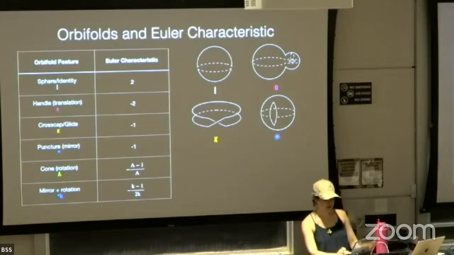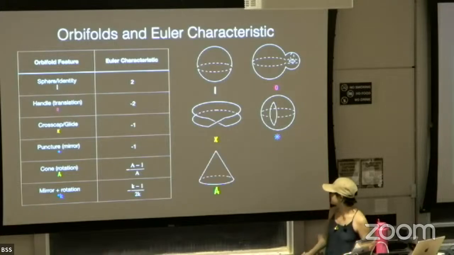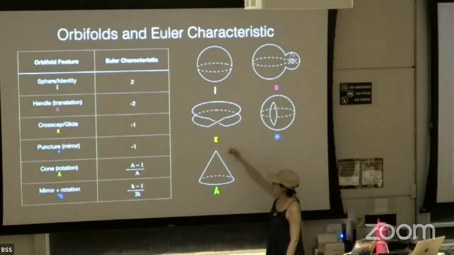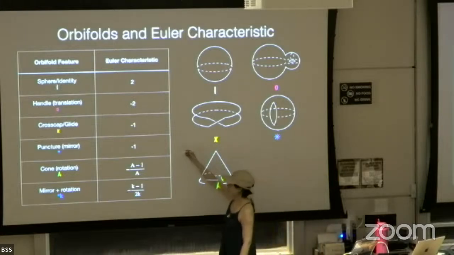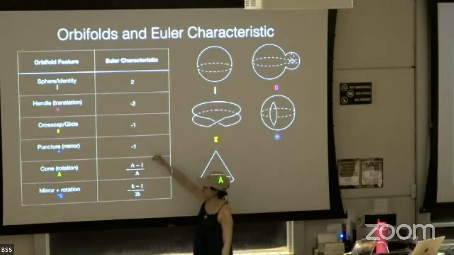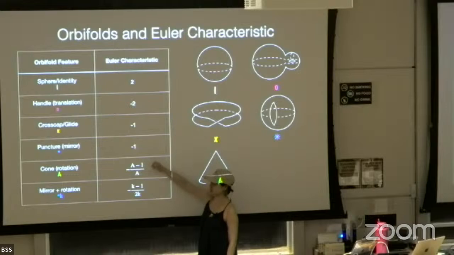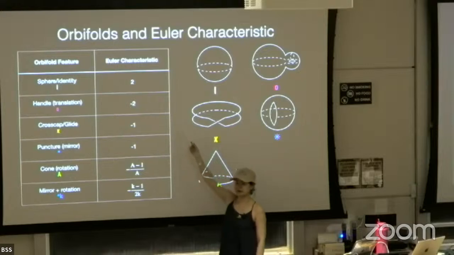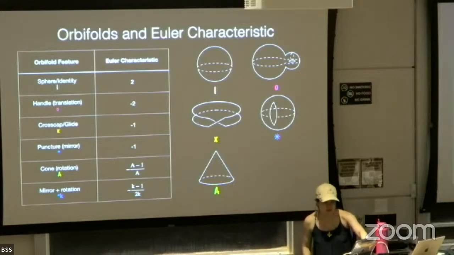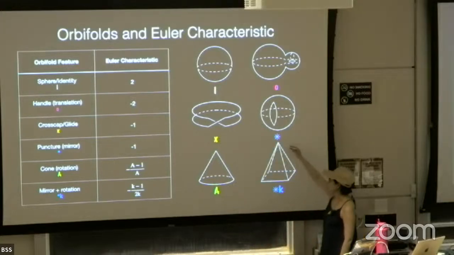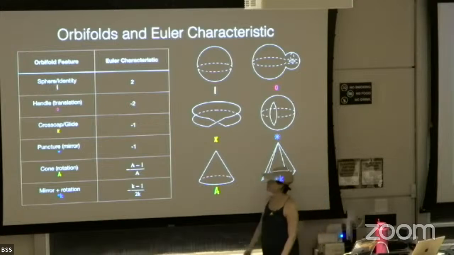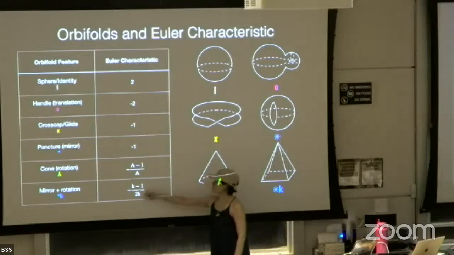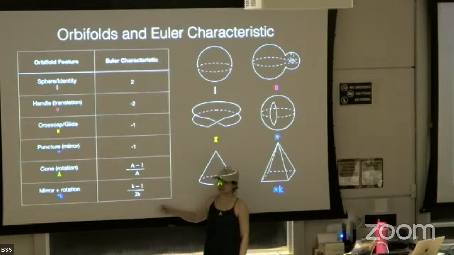So I'm just going to quickly show the cone point. If we have a six-fold rotation, A would be 6, so we'd subtract 6 minus 1 divided by 6. So we'd subtract 5/6 from our Euler characteristic. And then the same with mirrors. Here we have 4 mirrors meeting at a point, so we would say K is equal to 4. So we would subtract 4 minus 1, which is 3, divided by 8. So this would be subtracting 3/8.